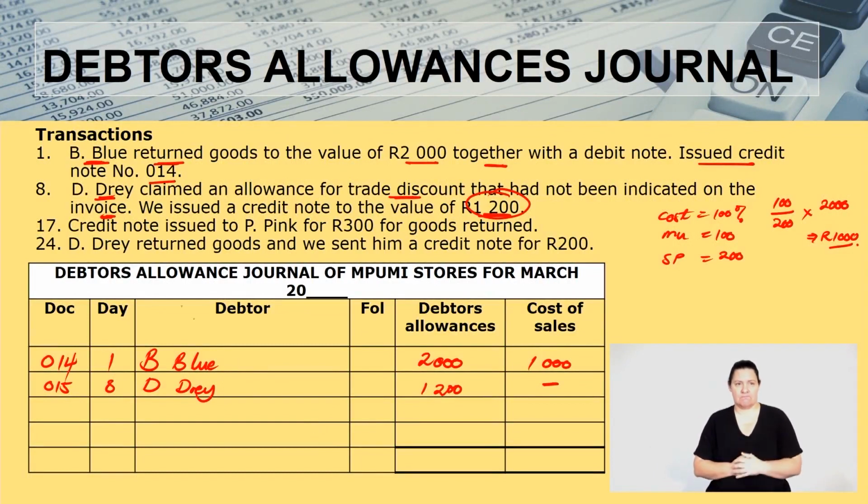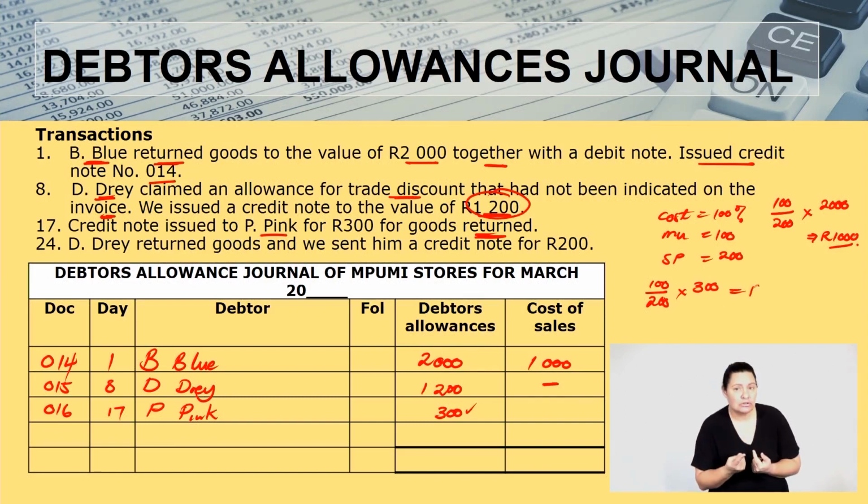Let's go to the 17th. A credit note was issued to P Pink for 300 for goods returned. If goods are returned, that means I'm going to get cost of sales. Credit note 016, the day is the 17th, the name is P Pink. Please make sure whatever I'm writing, you're also writing the same things. The amount here is 300. Now you need cost of sales because goods were returned. You want 100, you have 200, multiply by this 300.